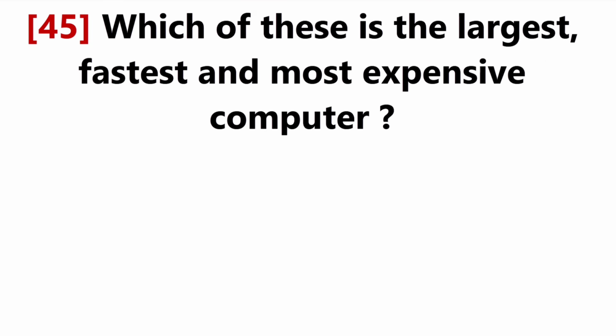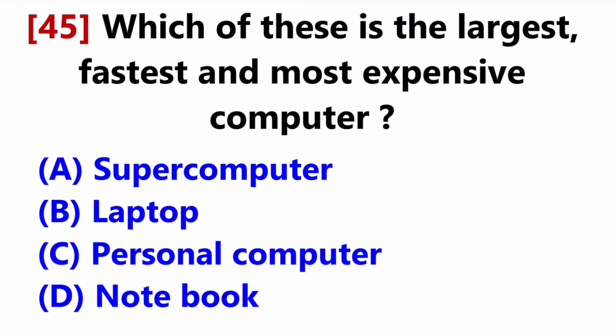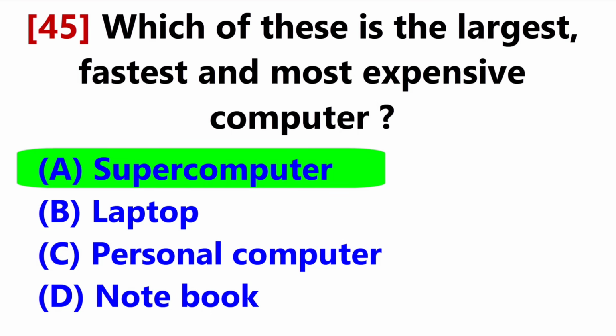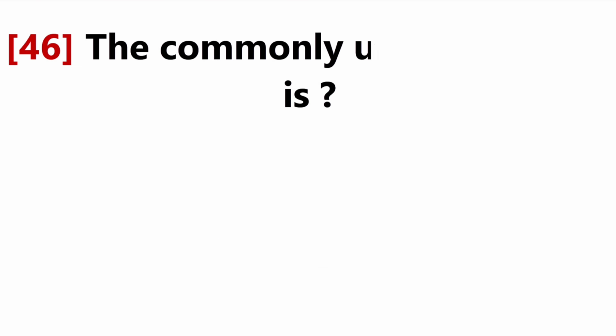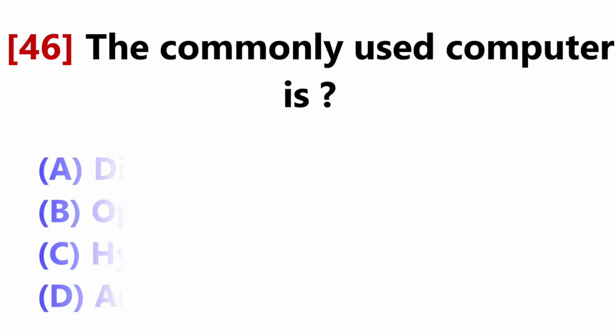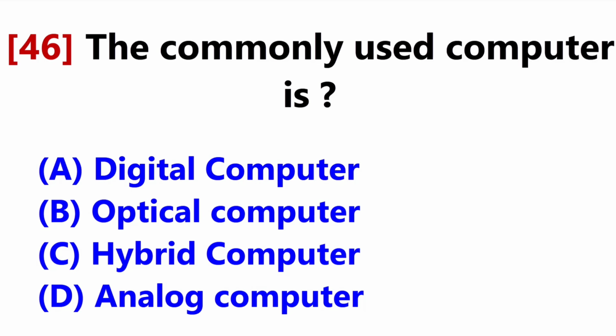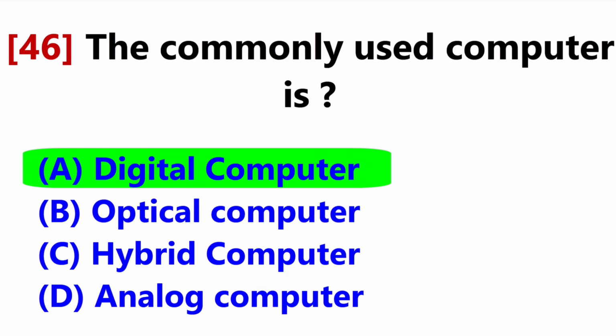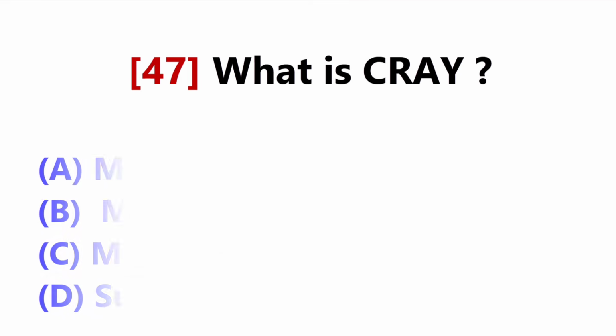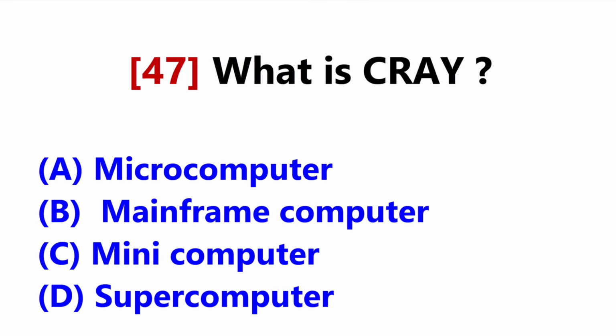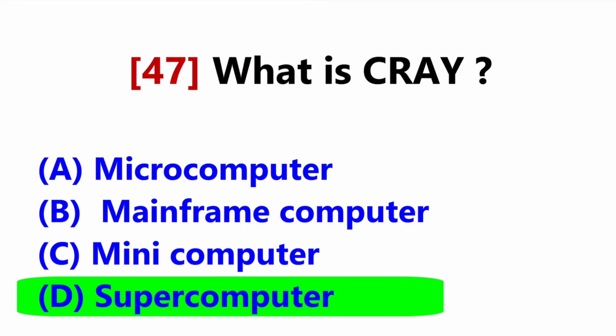Which of these is the largest, fastest and most expensive computer? Answer option A, supercomputer. The commonly used computer is? Answer option A, digital computer. What is Cray? Answer option D, supercomputer.